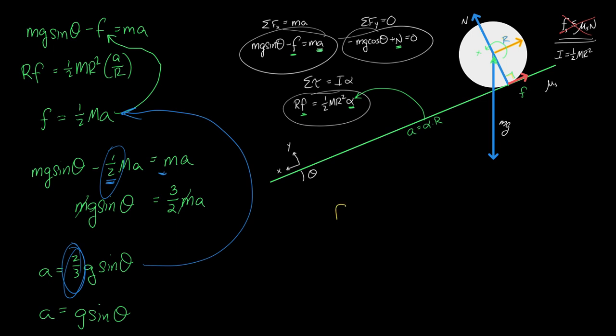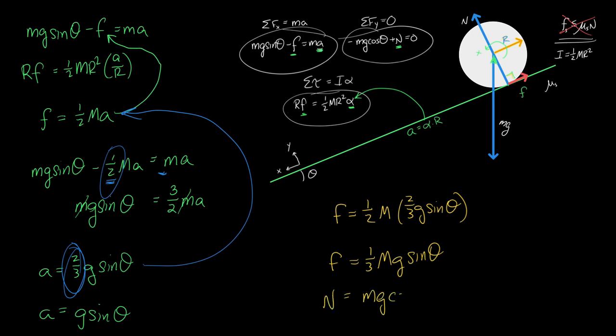Consider what you get when you do that. Friction is equal to 1/2 m times 2/3 g sine theta. M has to work itself into this because we're talking about a force now. And forces are always going to be connected to masses. So this becomes 1/3 mg sine theta. Remember a moment ago, normal force equaled mg cosine theta, right?